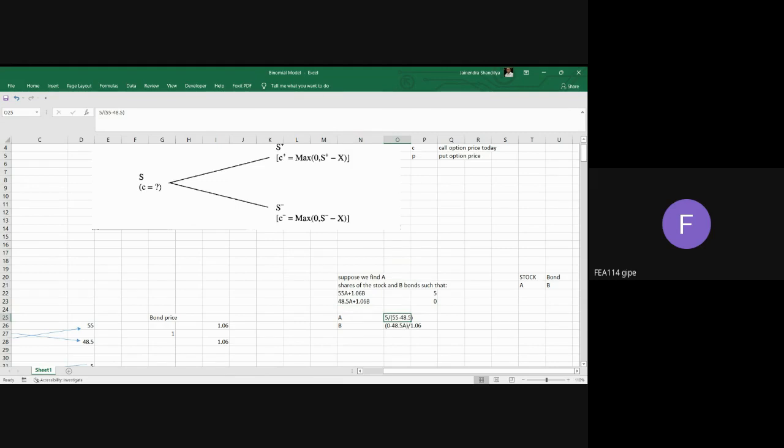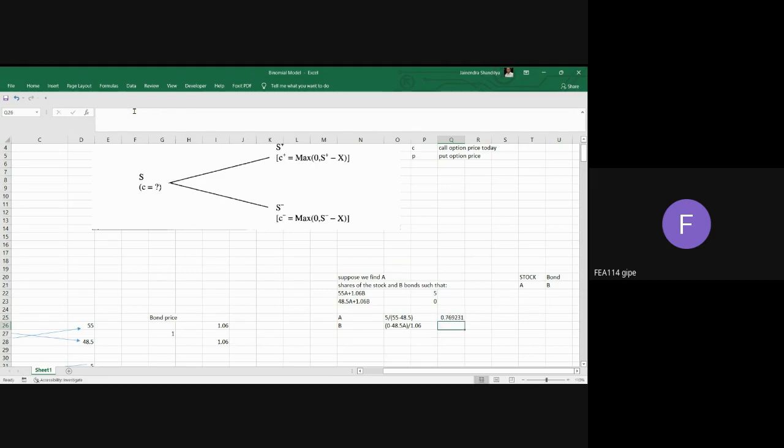So if you do exactly like this, it equals 5 divided by 55 minus 48.5. So to change this to 5, and make it 5, it becomes the value of A.